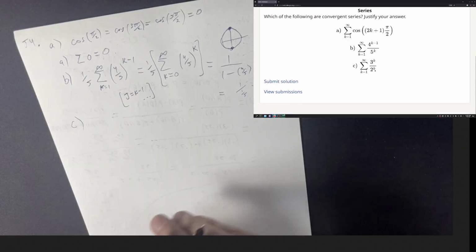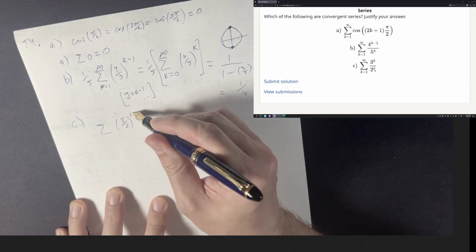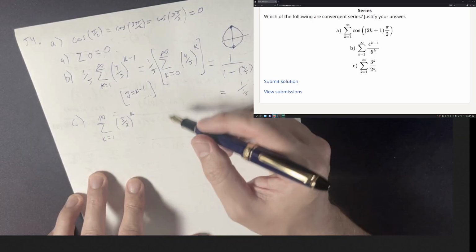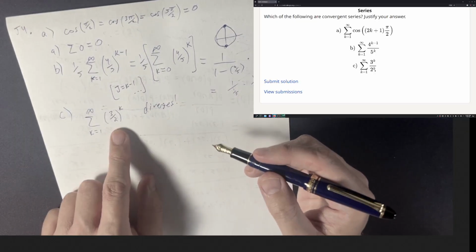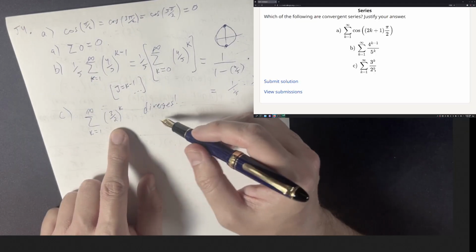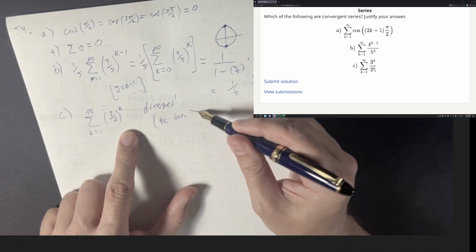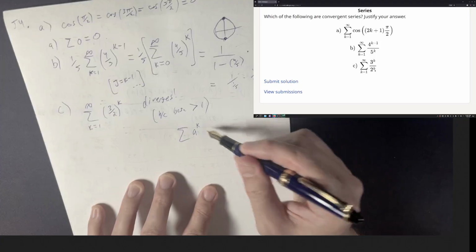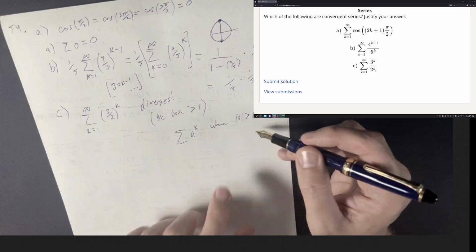This one's very obvious that it's a geometric series of some sort. We're going to write it like 3/2 to the k. We could just immediately do that. But then you can also immediately say diverges, because these terms aren't even getting smaller. It diverges because the base is greater than 1. You're looking at a geometric series like a to the k, where the magnitude of that inside stuff is bigger than 1. That means it's divergent.